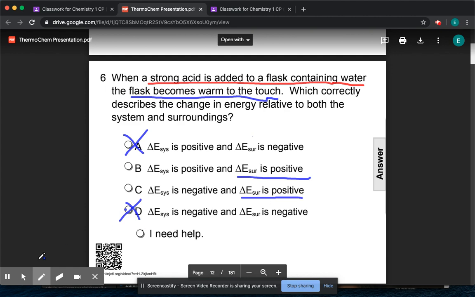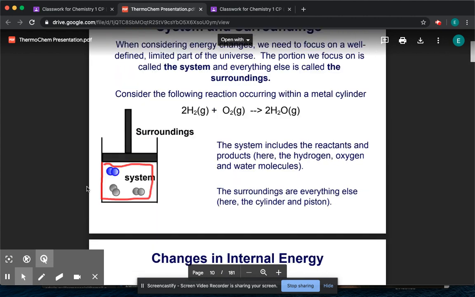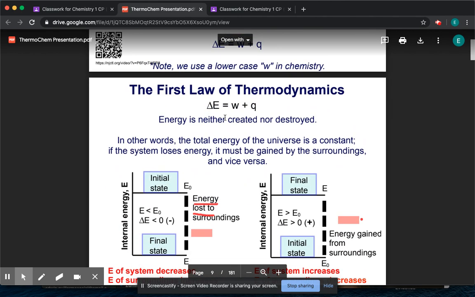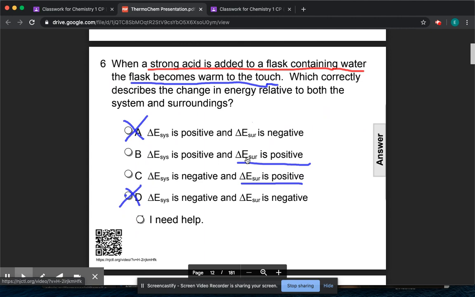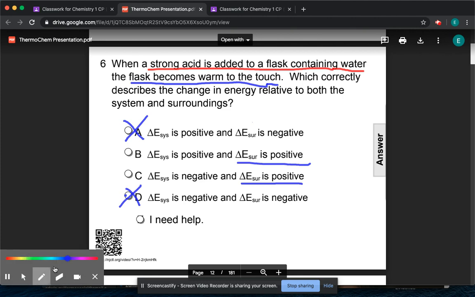But again, the law of thermodynamics says that energy cannot be created or destroyed, only transformed or transferred. So the energy that made it go up came from somewhere. Where did it come from? It came from the system. And if the system is giving away energy, that means it has to go down. So that means that your change in energy in your system is negative. What that means is that it lost energy and that the surroundings, positive, absorbed it.